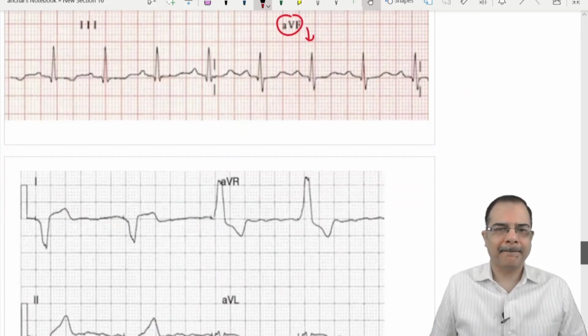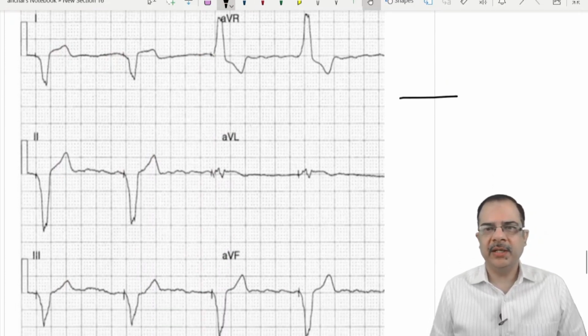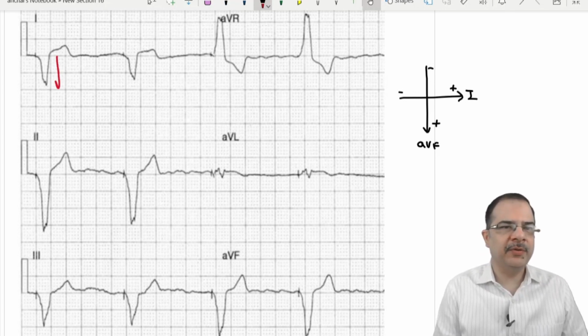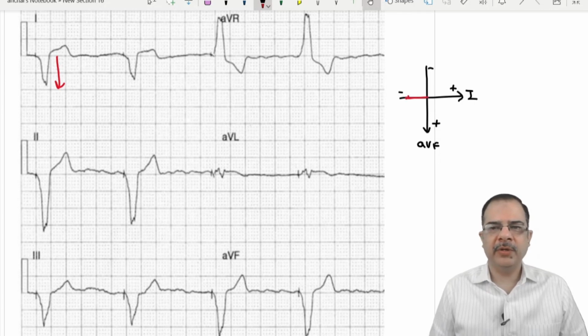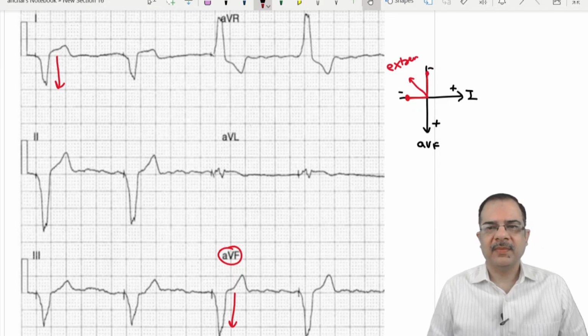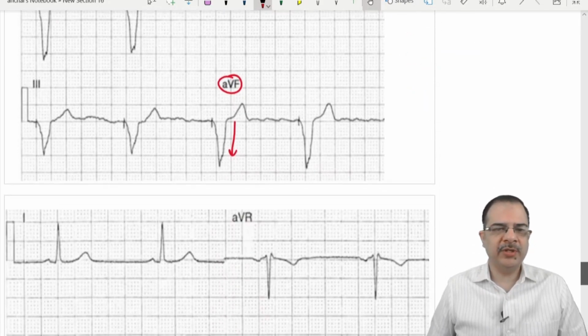Further, this is the ECG given to you. In this ECG, this is lead 1, AVF, negative, positive, negative, positive. Let's plot the lead 1 QRS. Lead 1 QRS is negative, plotted here. AVF QRS is also negative, so this is plotted here. The resultant is extreme axis deviation. Now come to the next one.